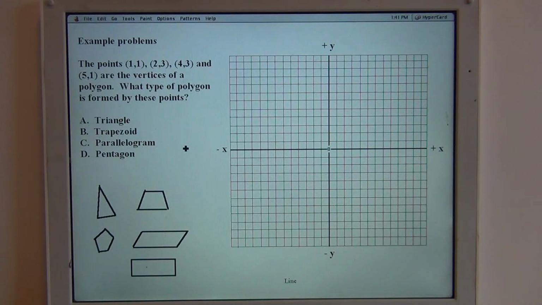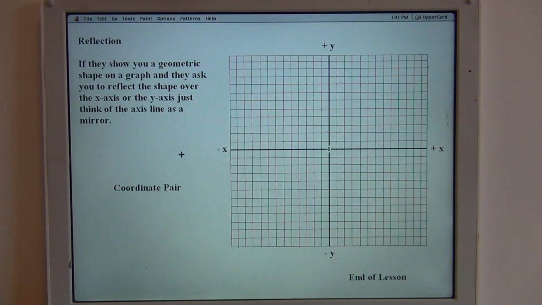Okay, now let's take a look at a different kind of problem that you'll get. They may show you a geometric shape on a graph. Let's suppose they show you this shape. We'll make a triangle here. Sorry for my sloppy drawing. Okay, they show you that shape, and they'll ask you to reflect the shape over either the x-axis or the y-axis.